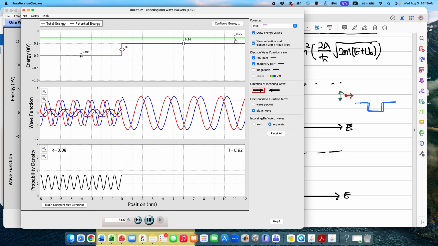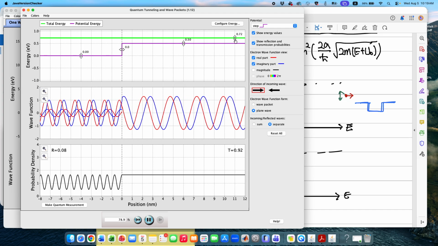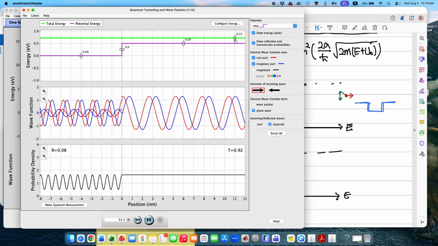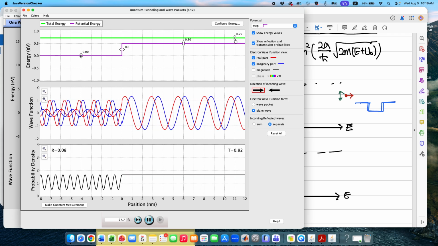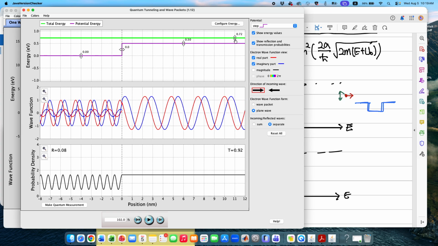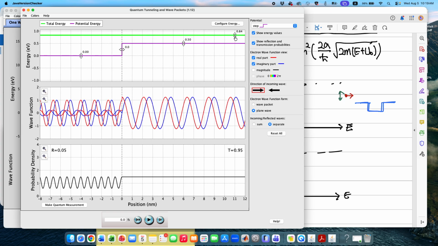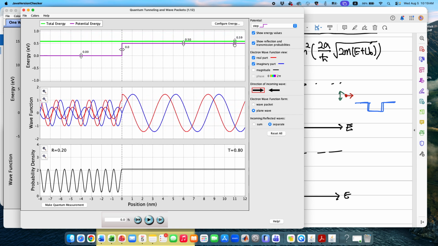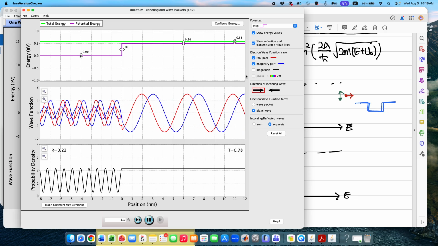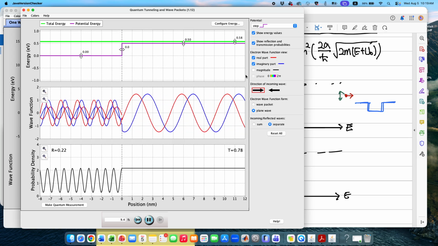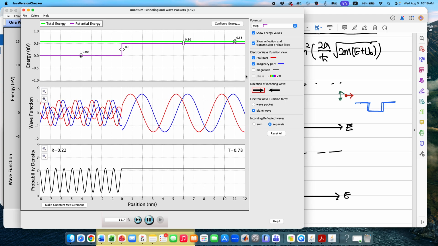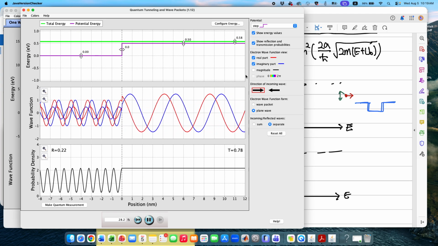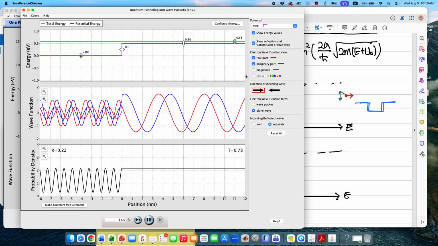In this case, transmission is 90%. Obviously transmission is greater than reflection, but there is still some chance that the particle is reflected back. If I increase the energy further, you can see the transmission increases. If I decrease the particle energy, the transmission decreases, but still more than half is transmitted. This is the case when we send the particle from left to right. But what if we send the particle from right to left?